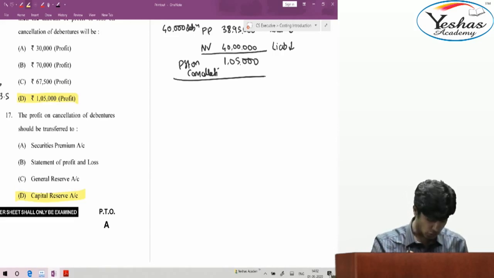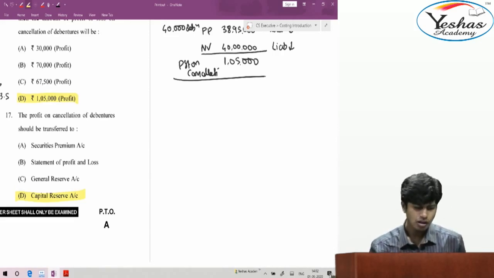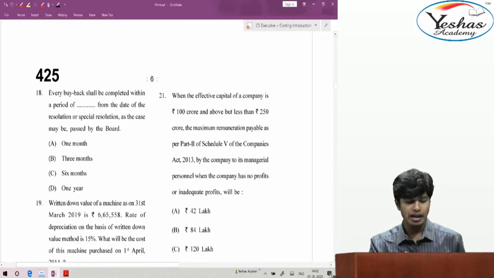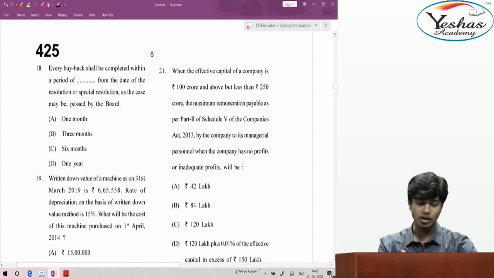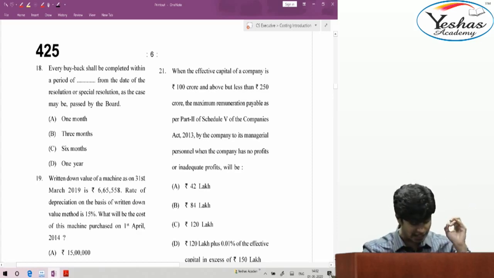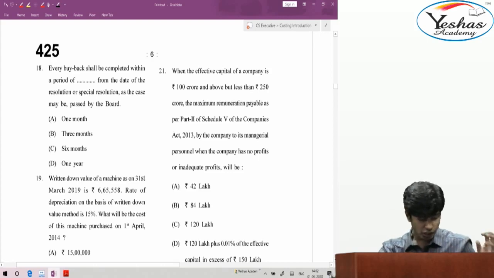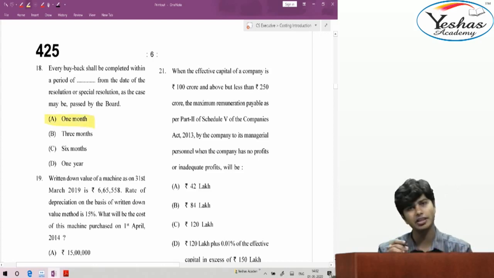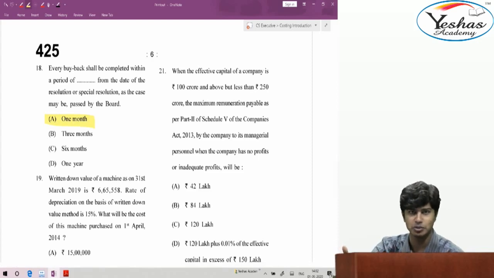Come on. Let us now go to question number 18. Every buyback shall be completed. Once a buyback has been ordered and the special resolution is passed, or if the special resolution is not required, then the board resolution is passed, such a buyback should be completed within a span of 12 months or 1 year. If it is not done, then the process should be redone. Again, you need to pass a board resolution. Again, you need to go for a special resolution or whatever is required for compliance.